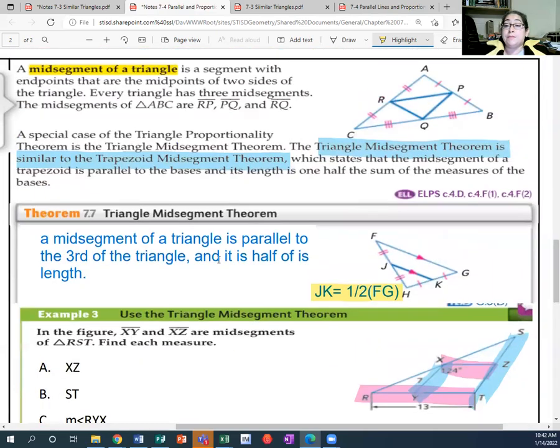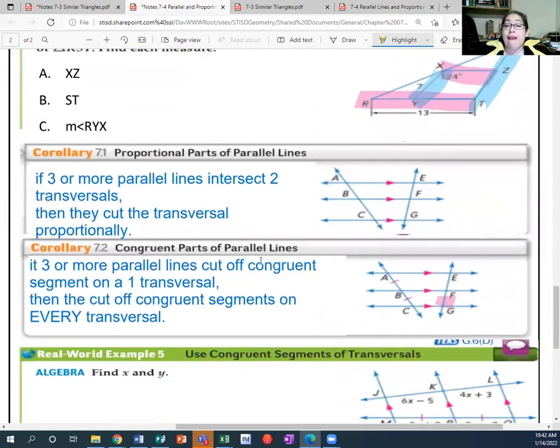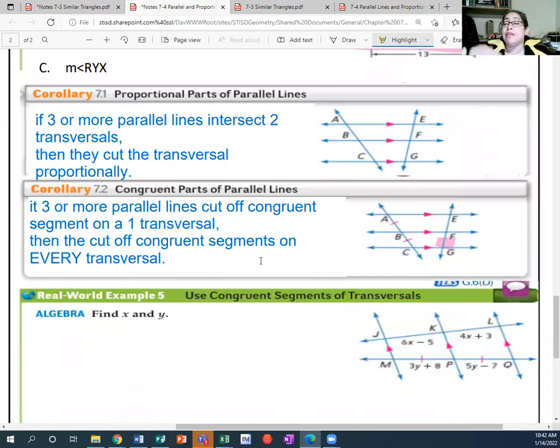Now, from this mid-segment theorem, we have some corollaries that fall out of them. A corollary is something that follows logically from some statement. It's like you're carrying this theorem and the corollary just falls out and lands on the ground. And it's like, hi, I'm here.